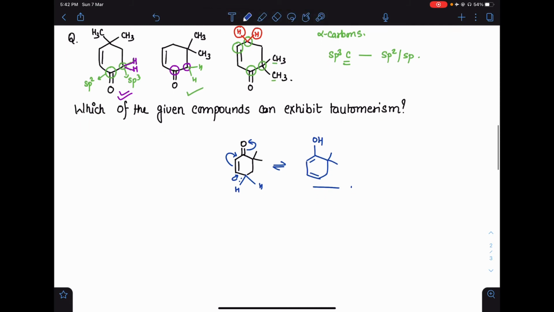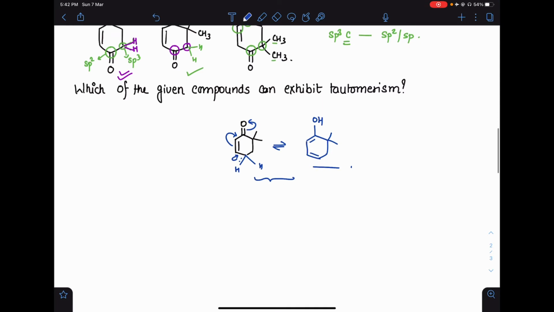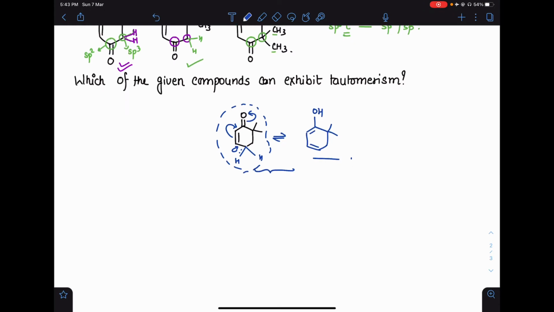Now you see, we have seen that enol forms are generally less stable as compared to their keto form. Why? Because the carbonyl compound is energetically more favorable because of the C double bond O and C-H bond. But in some cases, the enol form is actually quite stable and is present in significant quantity.